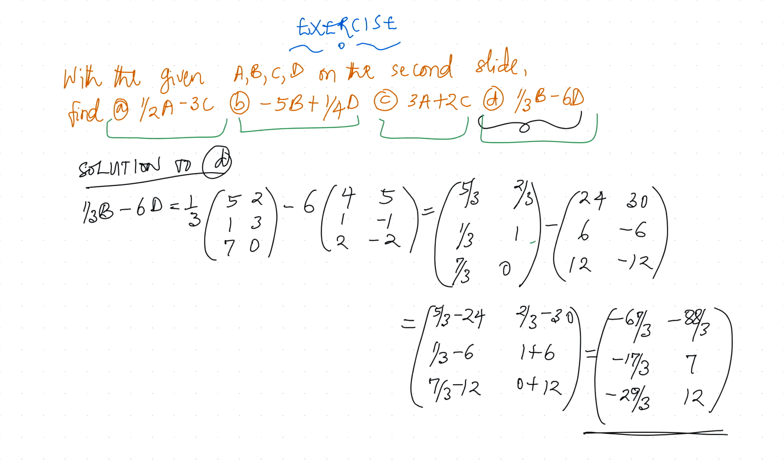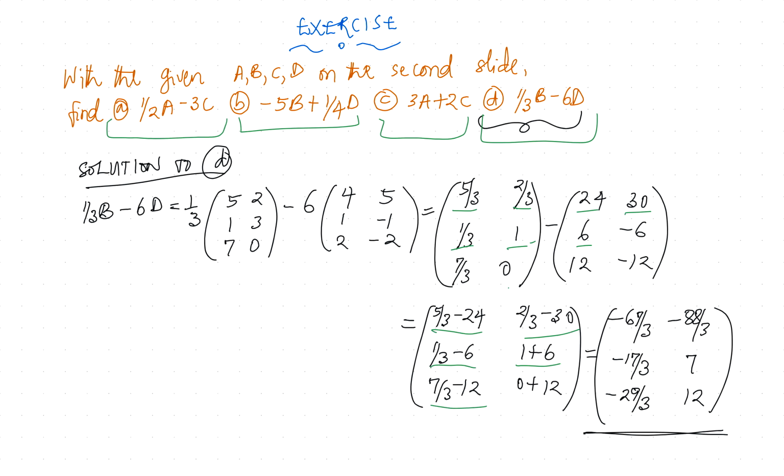And then here you have multiplying everything by 6. You have 6 times 4, 24, 30, 6, minus 6, 12, minus 12. And then we say 5 over 3 minus 24. That's what you have here. 2 over 3 minus 30. That's what you have here. 1 over 3 minus 6. That's what you have here. 1 minus 6. I went straight to say minus is plus. So I just say 1 plus 6. 7 over 3 minus 12 here. Then 0 minus minus 12, that's 0 plus 12.